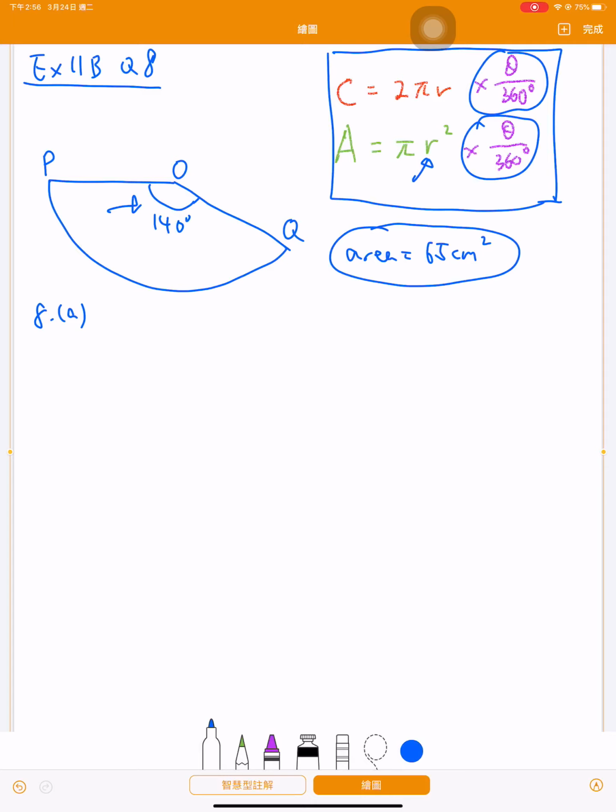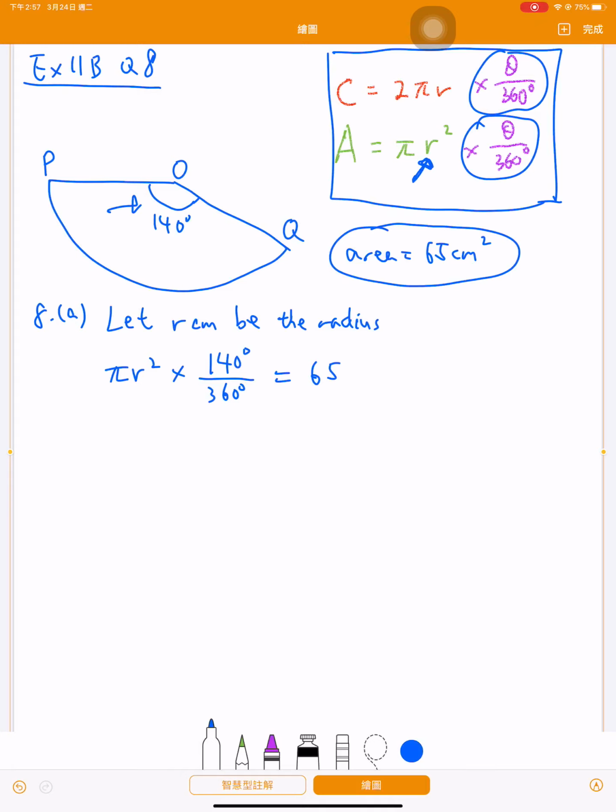So we may use this formula, right? But the question does not name the radius, so we must let it by ourselves. So let r cm be the radius. Okay, and then we can set up the equation: pi r squared times the ratio, theta is 140 degrees divided by 360 degrees, and then it is equal to 65. Okay, then we can now find it out.